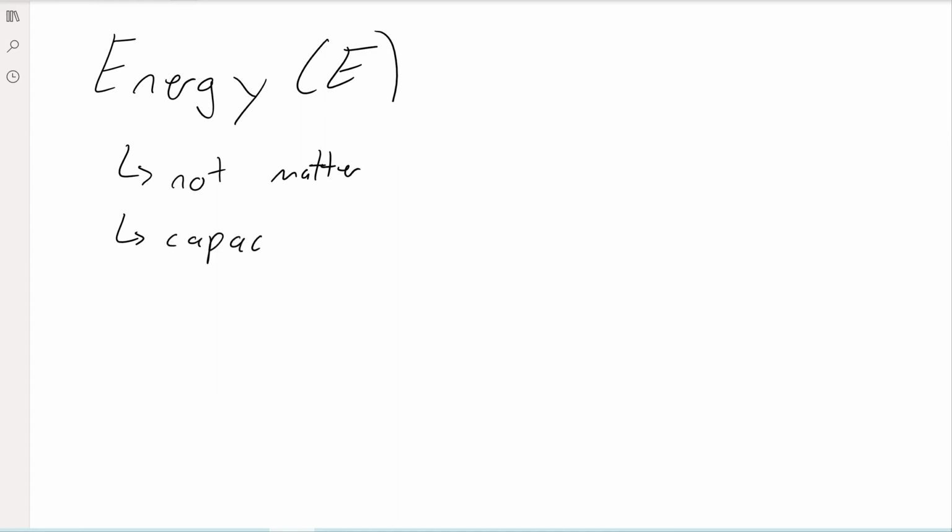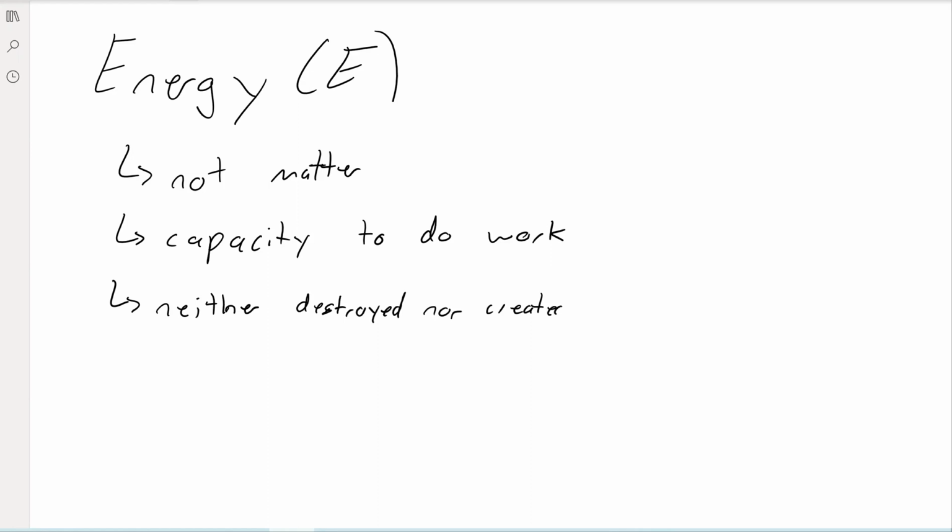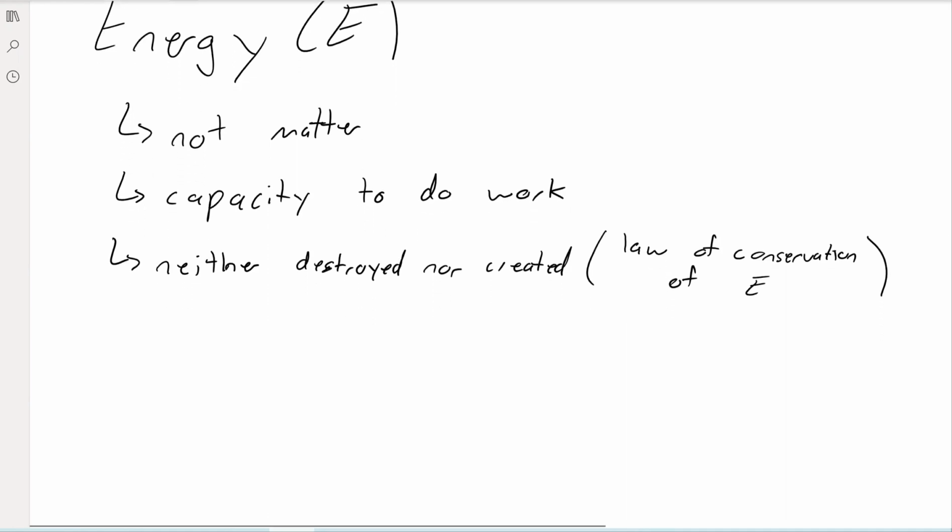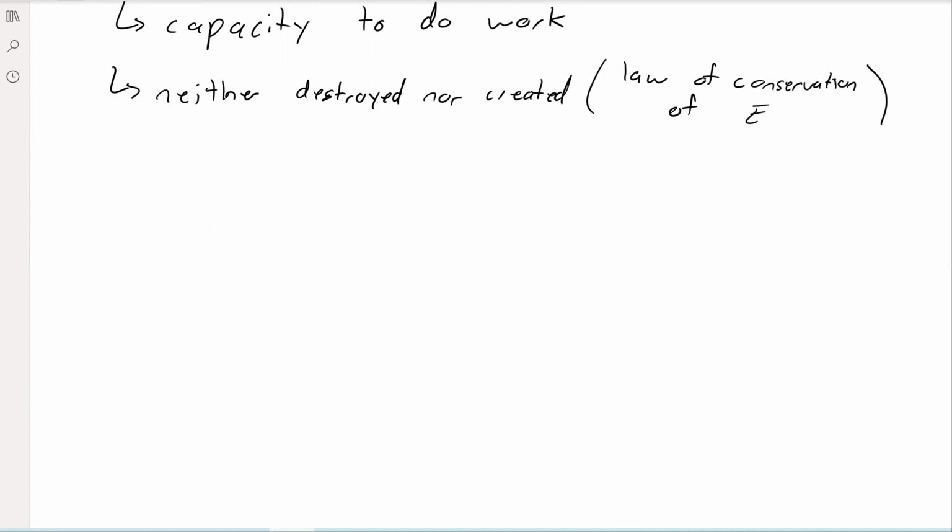Energy is generally defined as the capacity to do work, right? If you've got a lot of energy, then you're ready to do a lot of work. If you don't have a lot of energy, you can't do a lot of work. Similar to matter, energy is neither created nor destroyed. So that's what's known as the law of conservation of energy. And then there's kind of two main ways we think about energy, and that's potential energy and then kinetic energy.